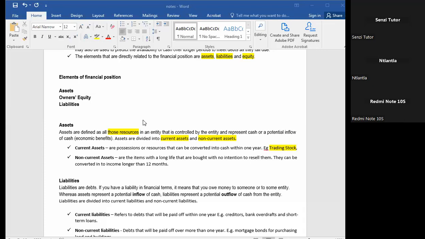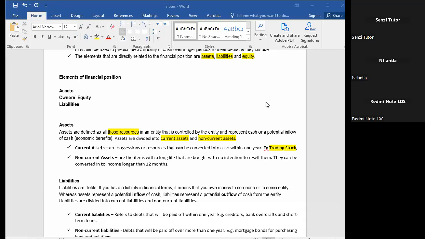So, ladies and gentlemen, these are the main definitions, or the simple definitions, of assets, non-current assets, and also current assets. But if you have any question before we proceed to look at liabilities, you can ask, please. Okay, let's continue if there is no further question.